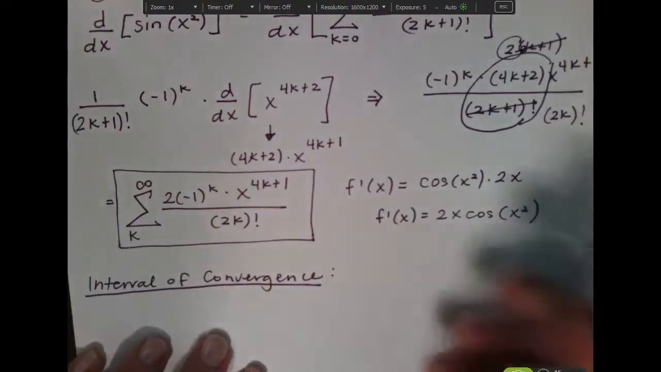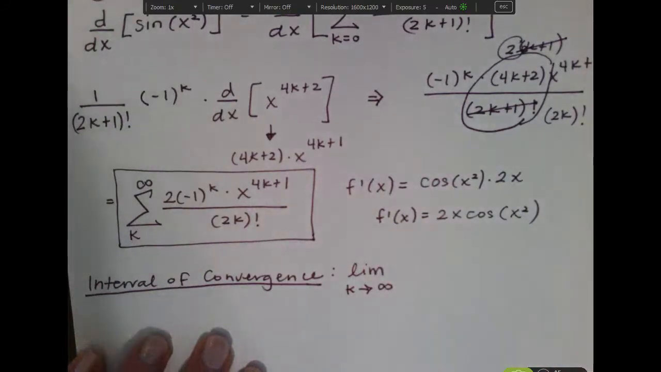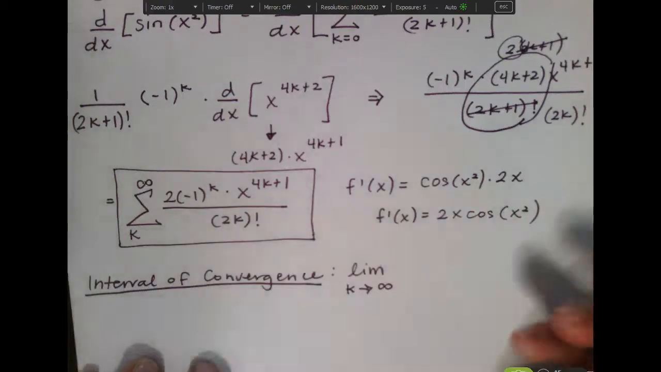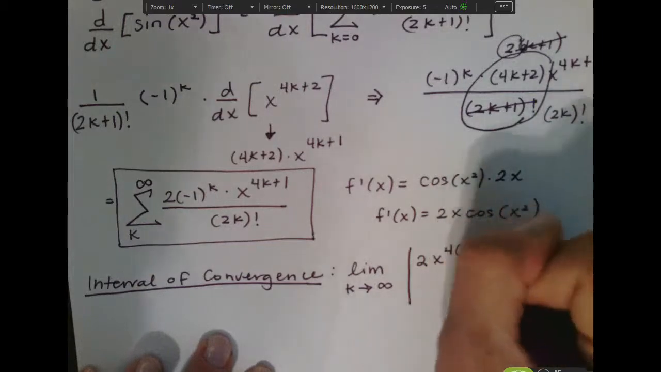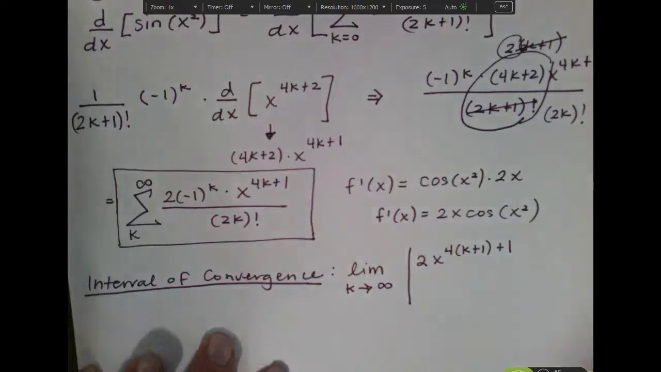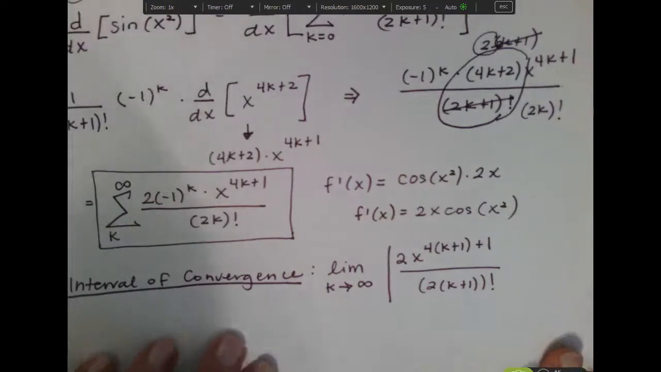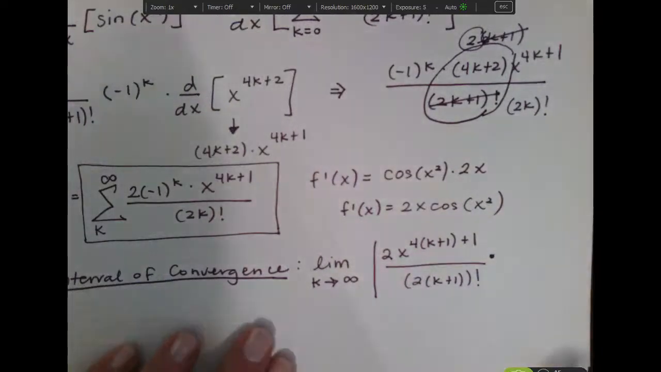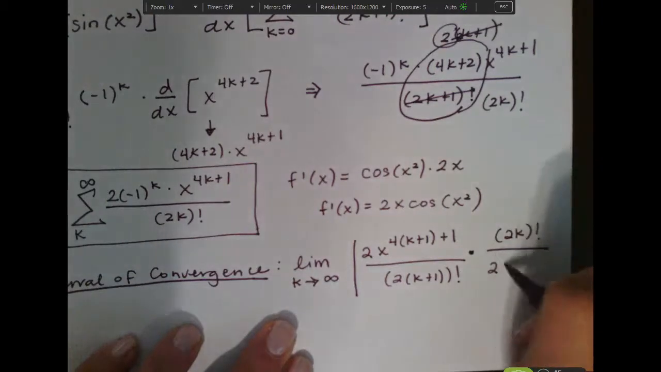And so to do that, I'm going to do the limit as k approaches infinity, and I'm going to do a ratio test as opposed to a root test. I'm going to ignore my alternating signs, okay, because we're looking at the absolute value. So it'll be the absolute value of 2 times x to the 4 times k plus 1 power over 2 times k plus 1 quantity factorial. And then I'm going to divide by a sub k, or multiply by its reciprocal. So I'm going to go right to multiplying by the reciprocal, which would be 2k factorial over 2 times x to the 4k plus 1.